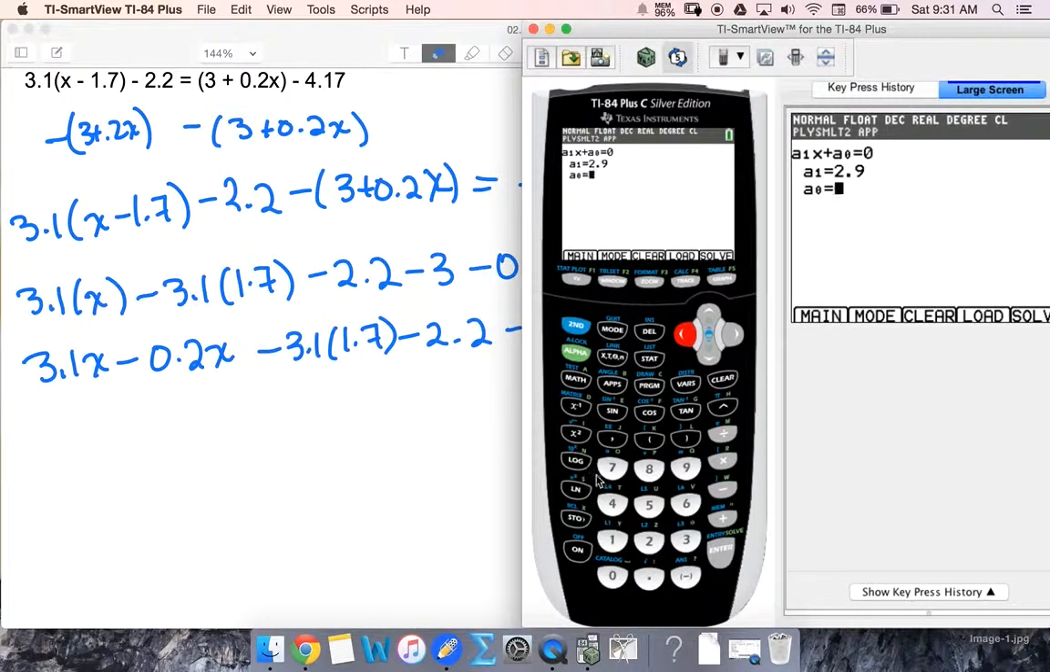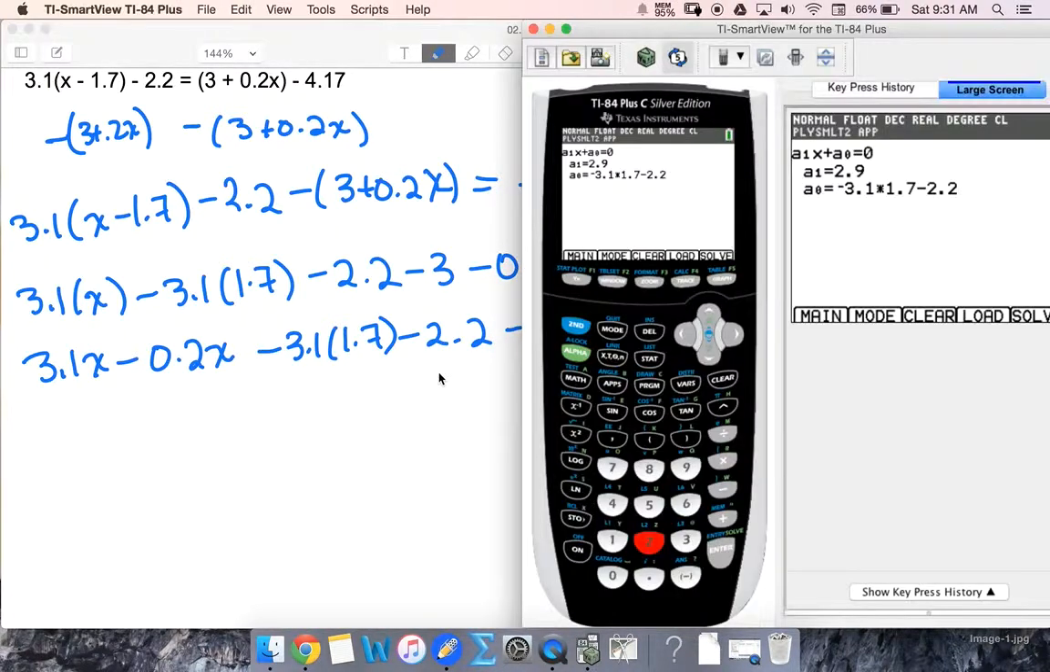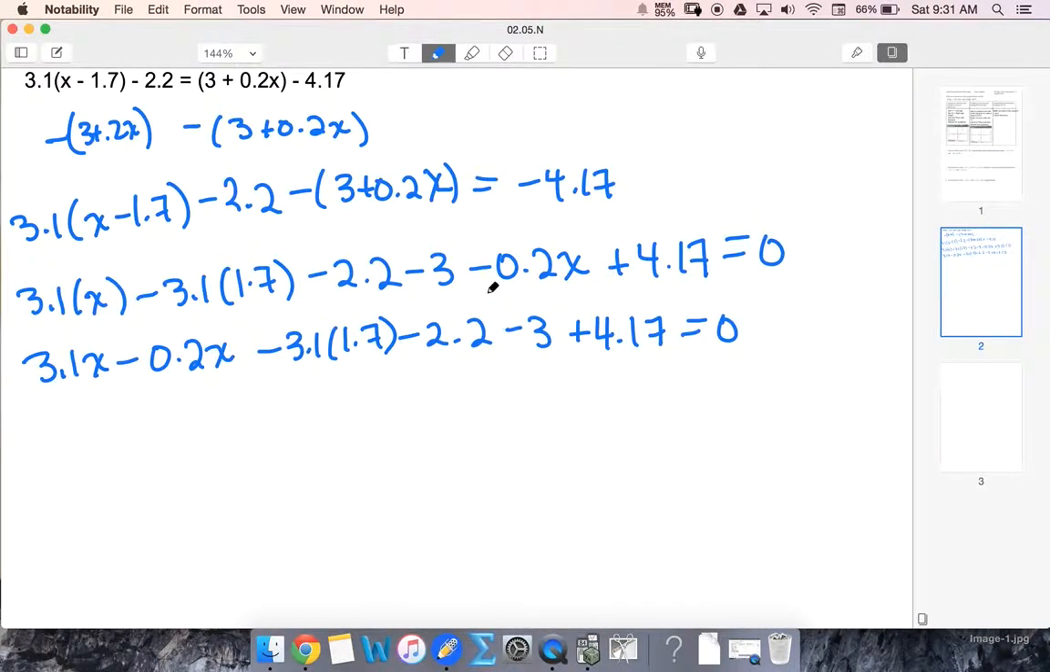So I've got to start with negative 3.1 times 1.7 minus 2.2 minus 3 plus 4.17. And again, my calculator does all that for me. So you could have calculated it out, but you don't have to.